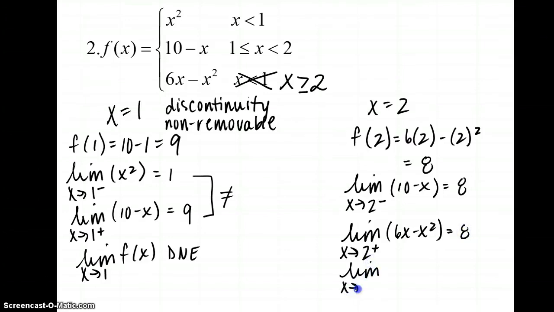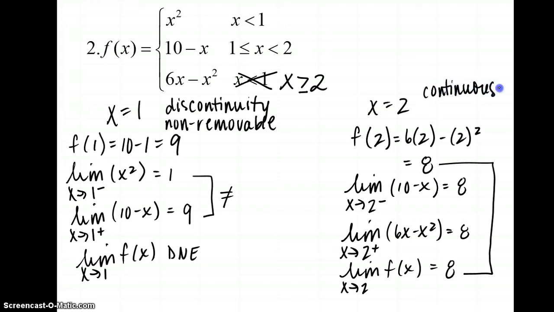So it shows us that the limit does exist, and the limit is equal to 8. So f of c and the limit as x approaches c are the same value. Therefore, the function is continuous at x is equal to 2.